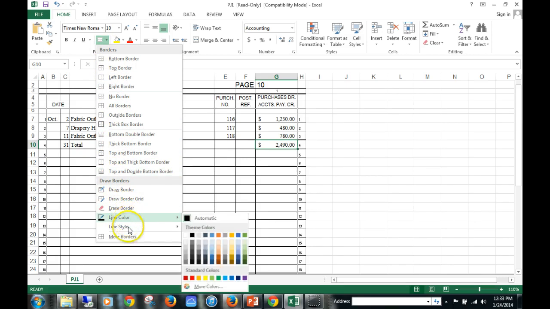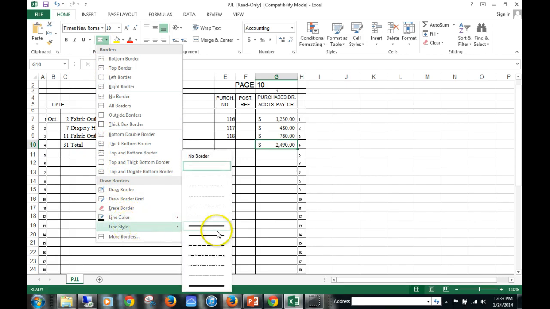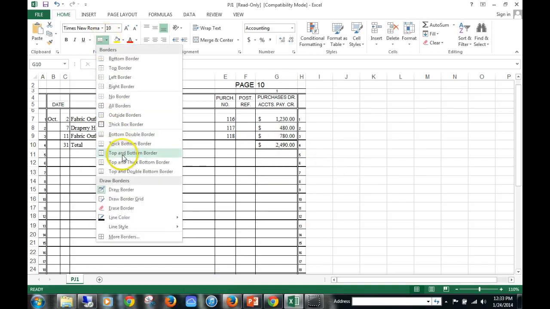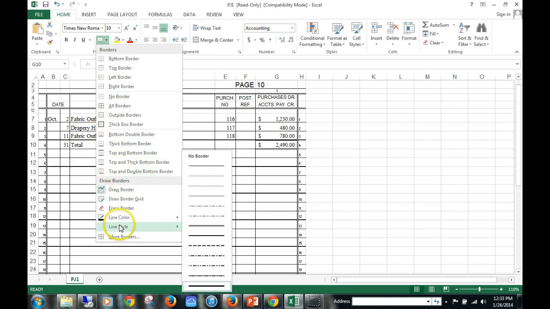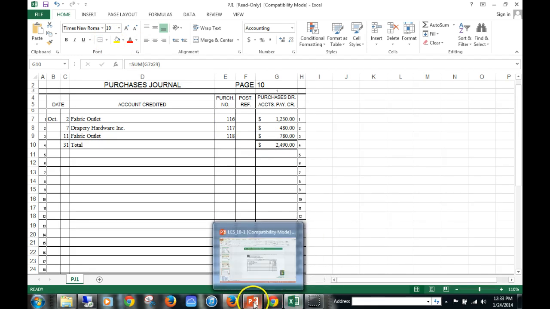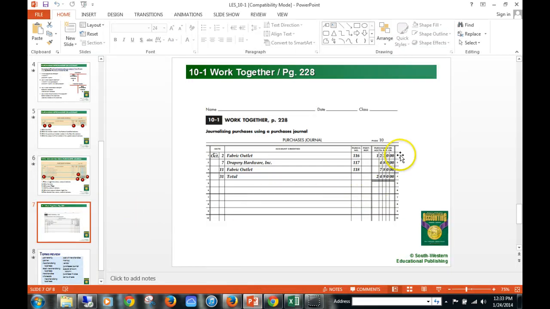Let's go ahead, line style, a little thicker. There we go. If you saw how I did that, I went down to line style, chose the thicker one, and then it gives me this little pencil, and I just select that one. So I'm done now. This is how it should look if we go back and take a peek at our PowerPoint here. This is how it should look, and that is the answer that we got, 2490.